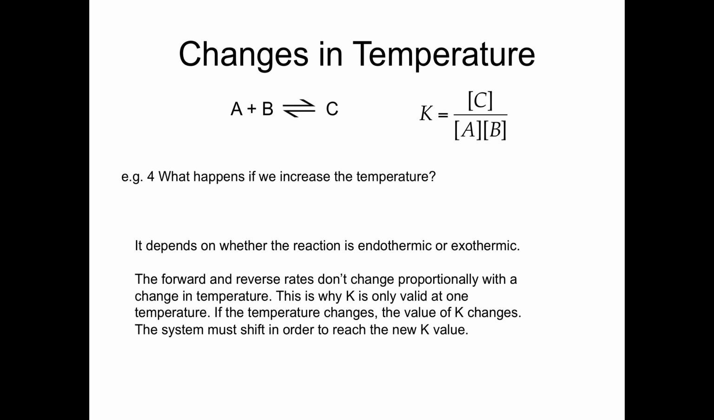An increase in temperature will increase both rates of reaction. An increase in temperature always increases rates of reaction. But the forward and the reverse rates won't increase proportionally. They won't increase by the same amount. They'll both increase, but just not by the same amount. And this is why K changes. The ratio of the forward and reverse rates actually changes when you change the temperature.